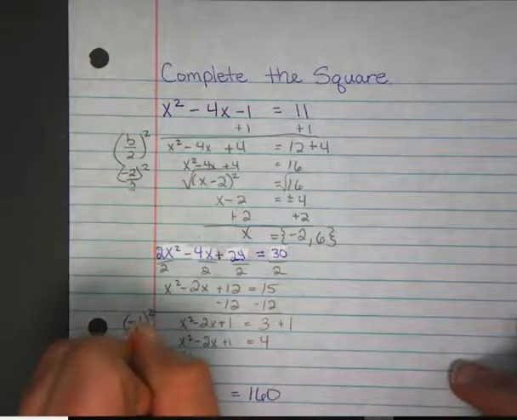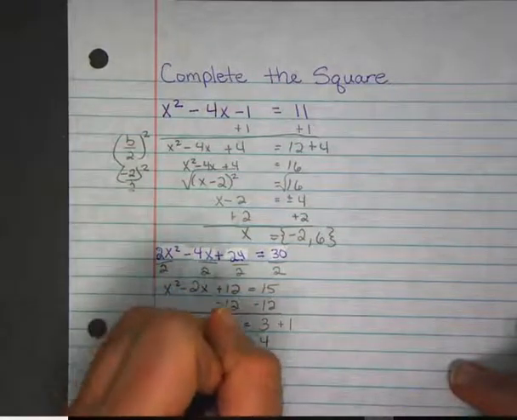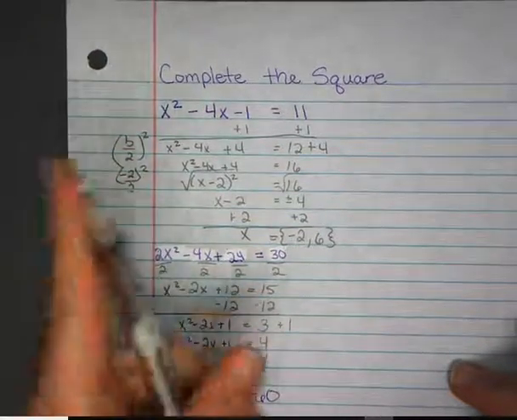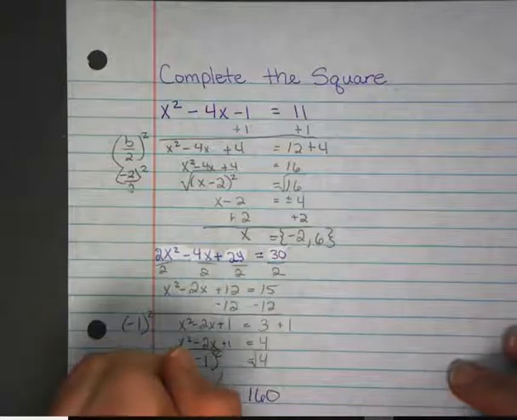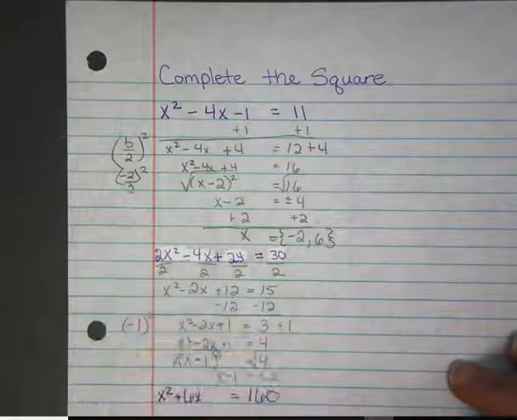Write it as factors. X minus 1 squared equals 4. And we're going to take the square root of both sides. So you get x minus 1 equals plus or minus 2.